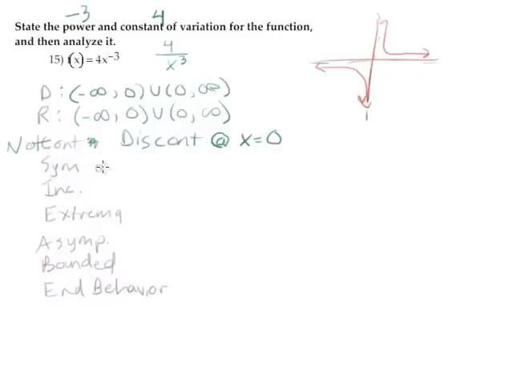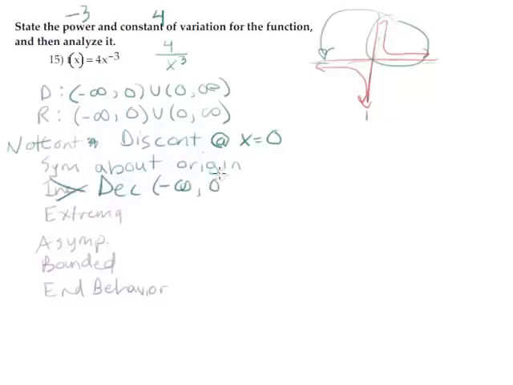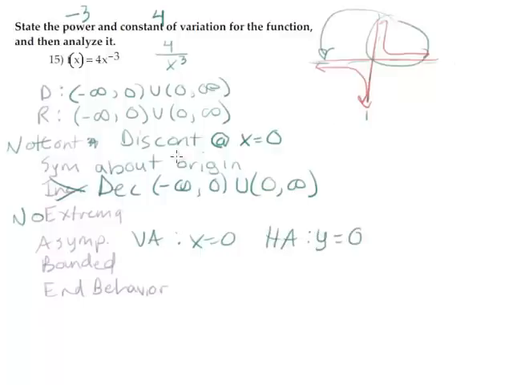It's symmetric about the origin, because you can take what's up here and rotate it around and it's down there. It's actually not increasing at all, it's decreasing the whole time. And because it's decreasing the whole time, there's no extrema. We said there were asymptotes, a vertical one at x equals 0, a horizontal one at y equals 0.